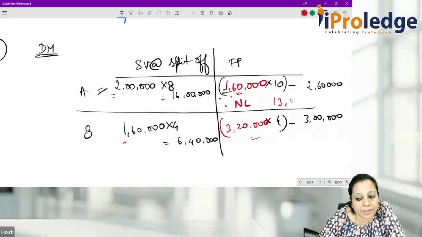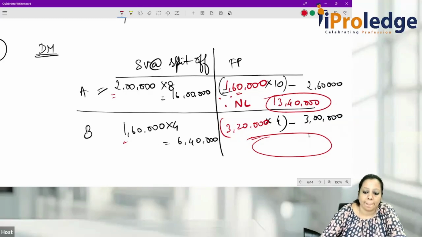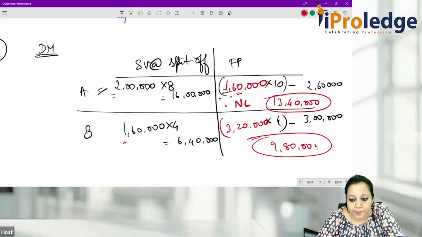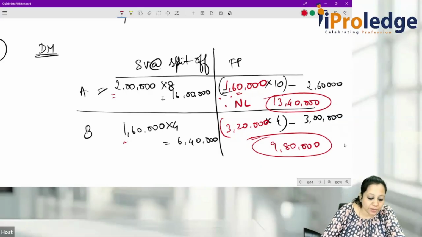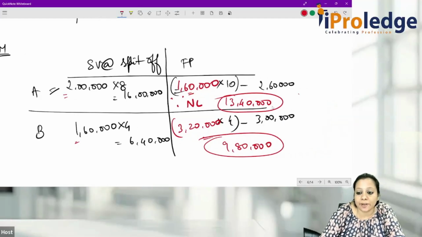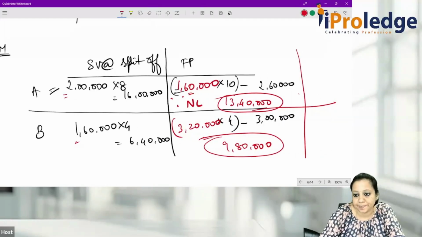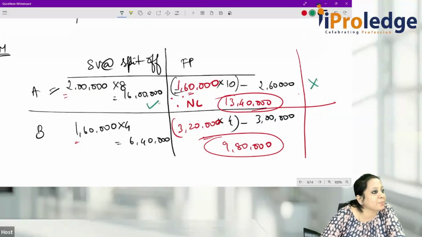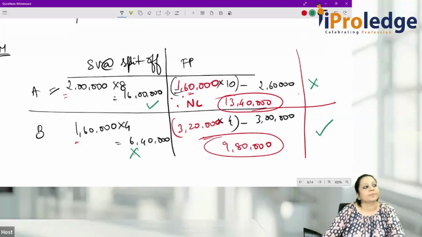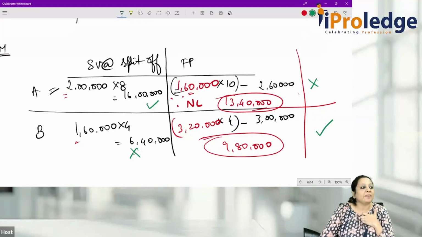Final amount 13,40,000. Okay, ma'am. 9,80,000. So we'll further process both of them. Oh, we'll not further process this one, because the sales value is 16 lakhs here. This is better, no? This we will further process. So B will be further processed. A will be sold at split off.